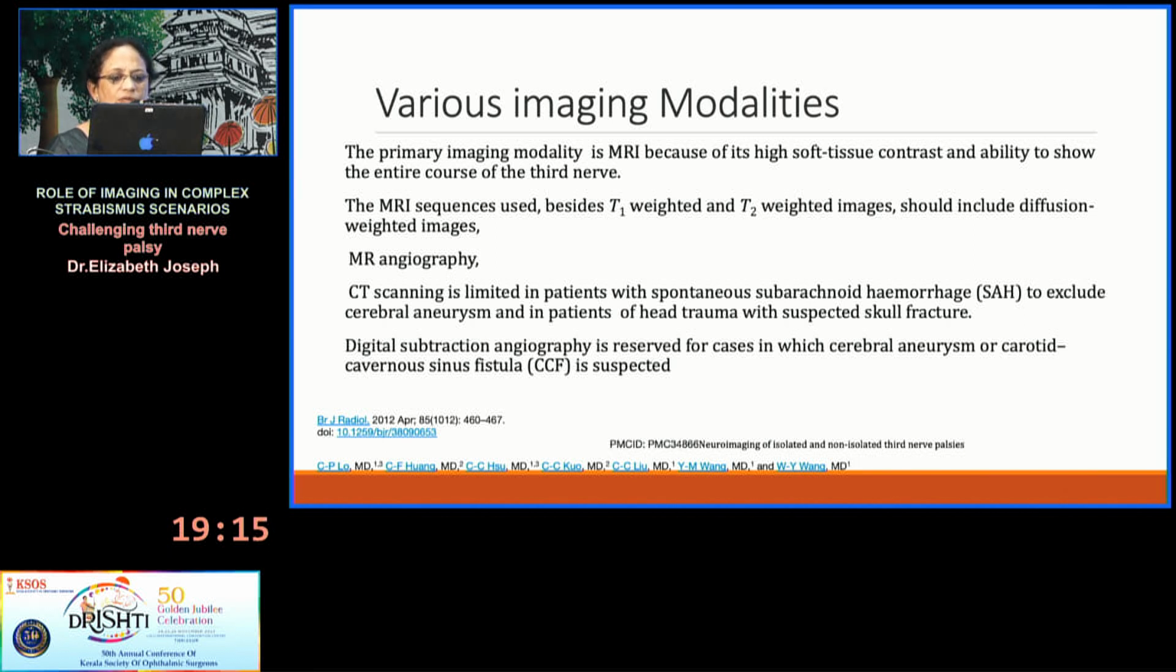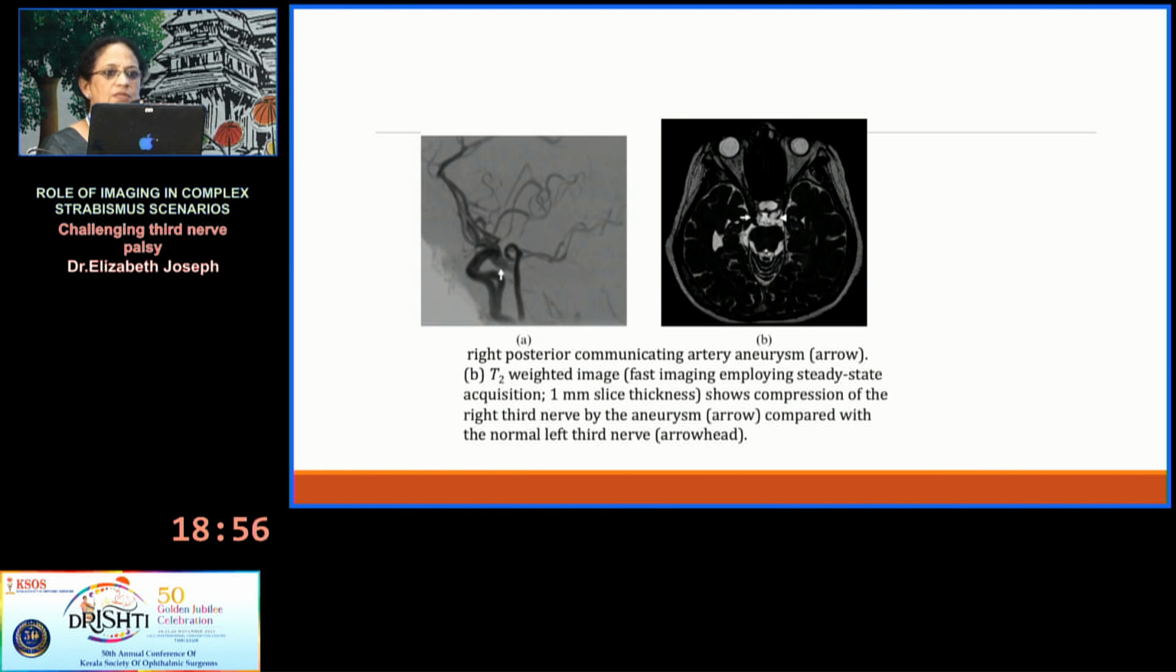CT scanning has a limited role. It is important if you are suspecting trauma, skull fracture and so on. Digital subtraction angiography is reserved for cases in which cerebral aneurysm or carotid cavernous sinus fistula is suspected. Now I will show you some of the images in the patients.